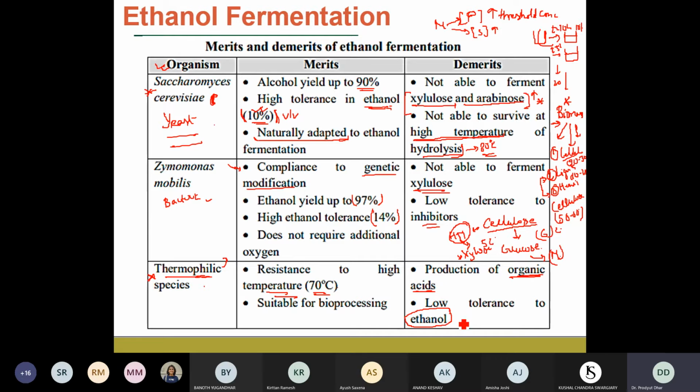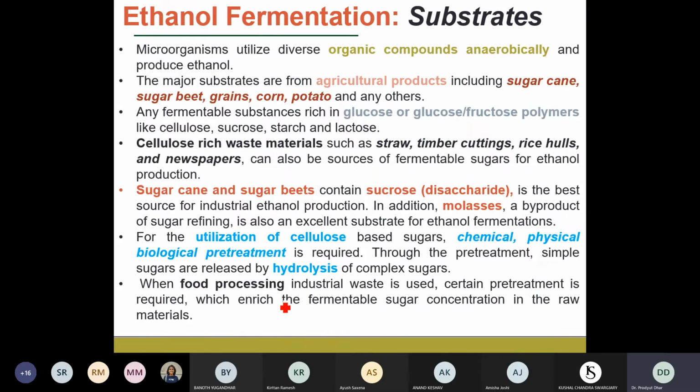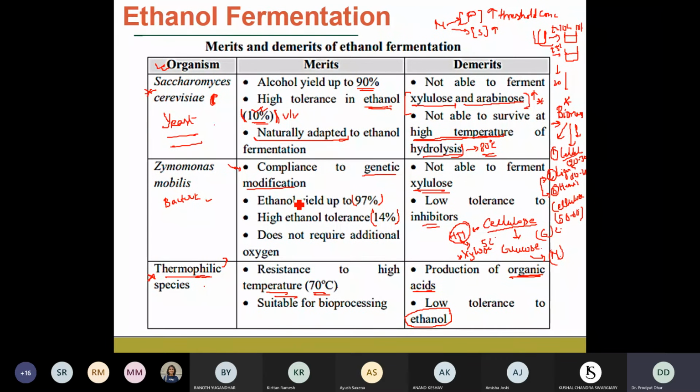Okay, but at a higher concentration of ethanol, it is going to inhibit the growth of this type of thermophilic species. Now, this is the case for the different microorganisms. So I have taken the three microorganisms which are among the most widely used for ethanol production, and we discussed the merits and the demerits of each.